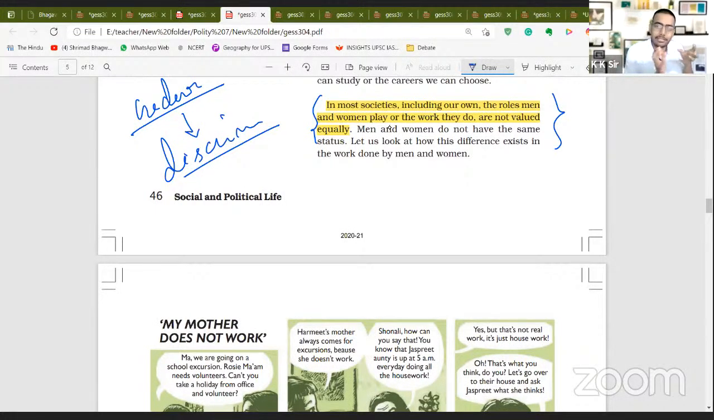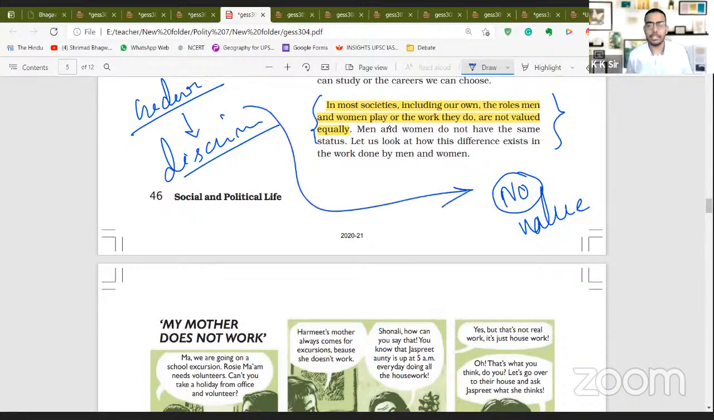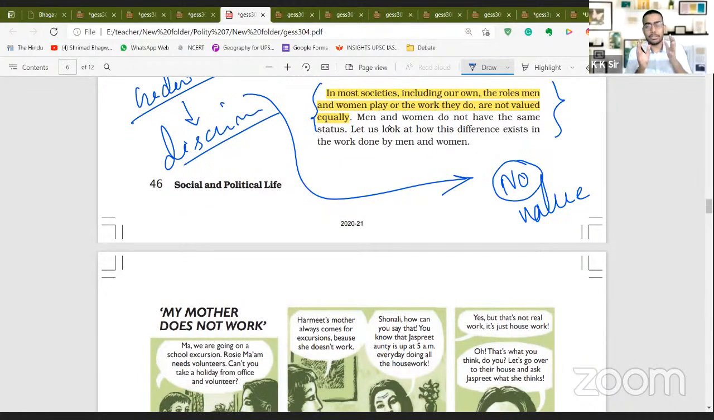So although your mother is working 24 into 7 in your house, the father is considered the working person and the mother is a housewife, not working, because the work she is doing has no value. And that has happened because of this genderification, the creation of genders, and the division of work. Men should do this, women should do that.